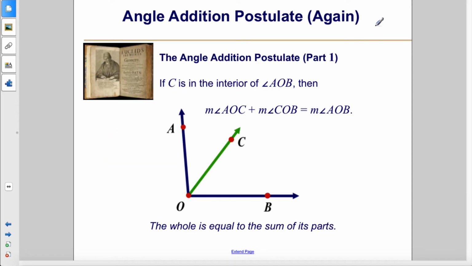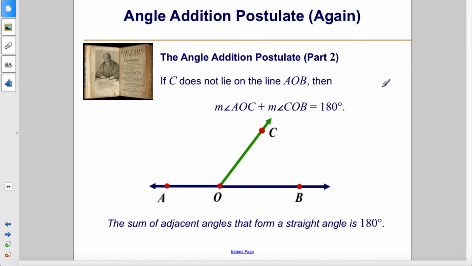Angle addition postulate again. The angle addition postulate part 1. If C is in the interior of angle AOB, then the measure of angle AOC plus the measure of angle COB equals the measure of angle AOB. The whole is equal to the sum of its parts.